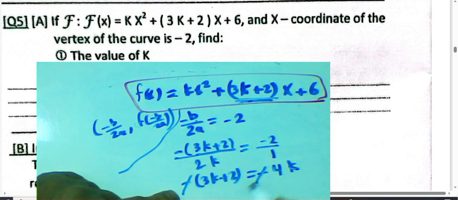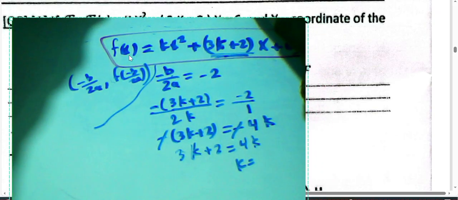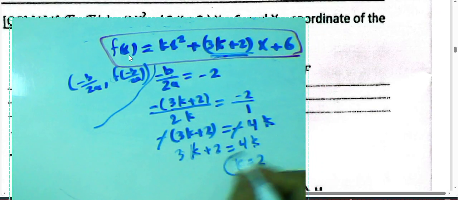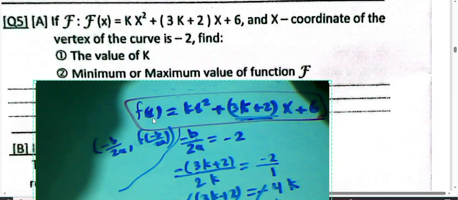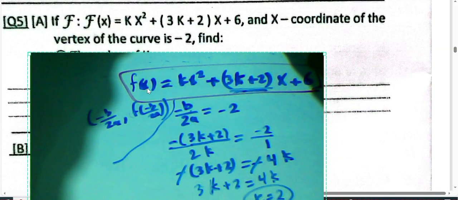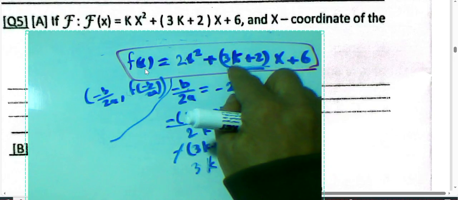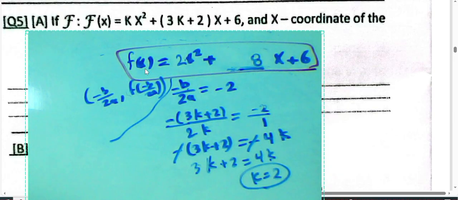We can simplify this equation, then 3k plus 2 equals 4k. Then the value of k here will be 2. Move negative 3k by inverse, 4k minus 3k equals k, then k equals 2. The value of k here equals 2, okay? And he asked about the minimum or maximum value of the function here. We have k equal 2, then we can write here 2x power 2, and 2 times 3 is 6, 6 plus 2 equals 8. So 8x is in the function here.